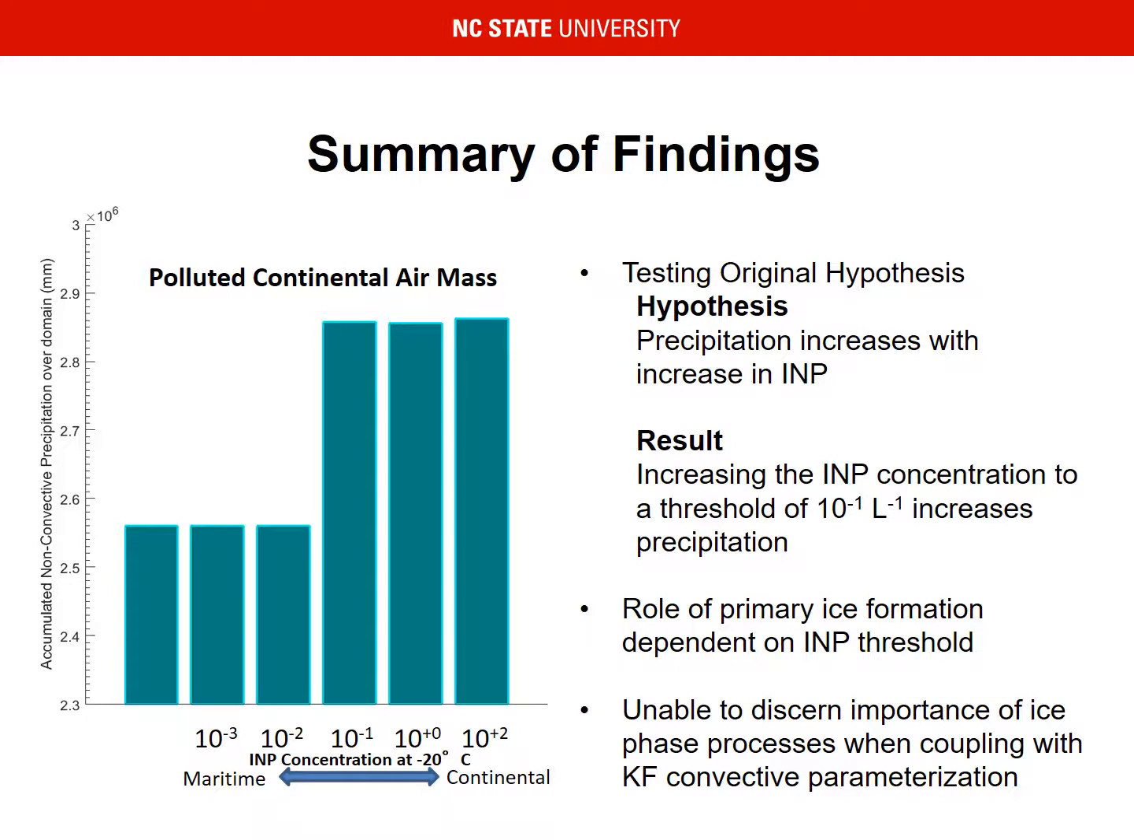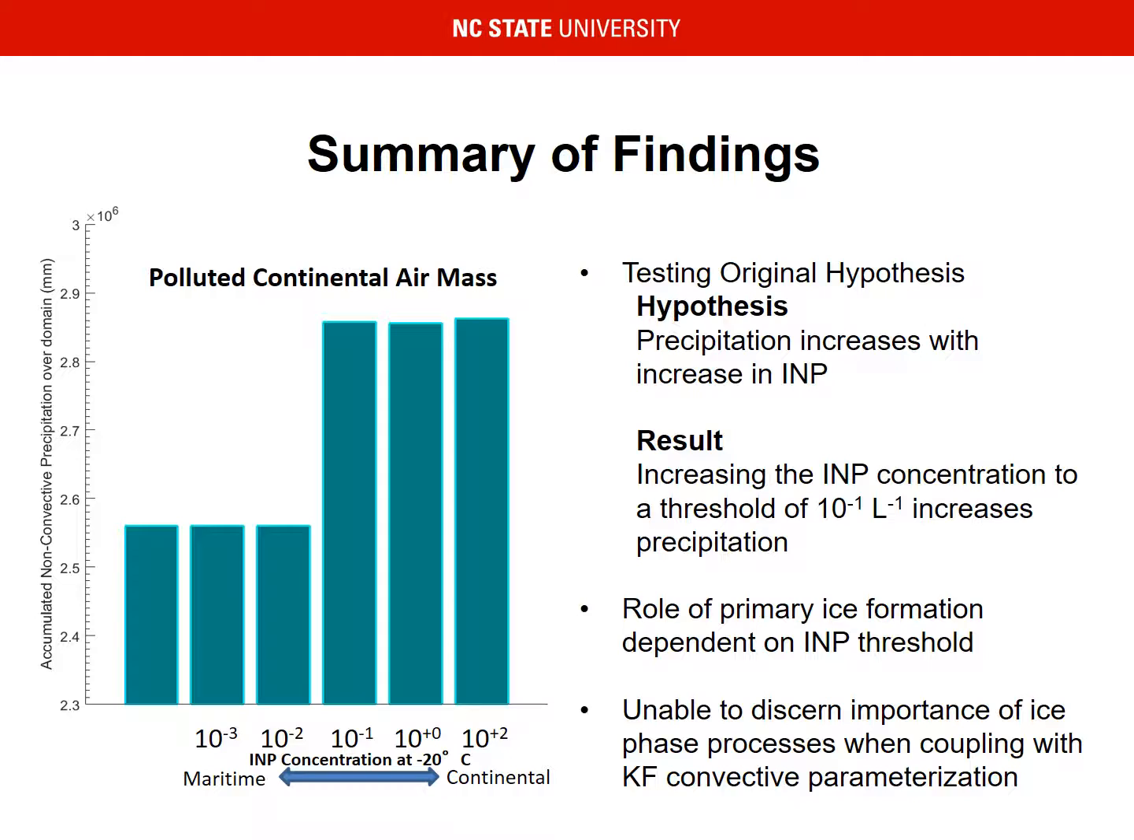So as for the summary of findings, as for testing the original hypothesis that precipitation increases with an increase in the INP, the result, although a bit convoluted, is that yes, an increase in the INP concentration does lead to an increased precipitation. Once you're able to meet that threshold, you do see an increase in precipitation. But this comes to another finding, that the whole role of primary ice formation is exclusively dependent on this INP threshold. If this INP threshold is not met, then the primary ice formation has no role on precipitation. And once it is met, then it does play a role.